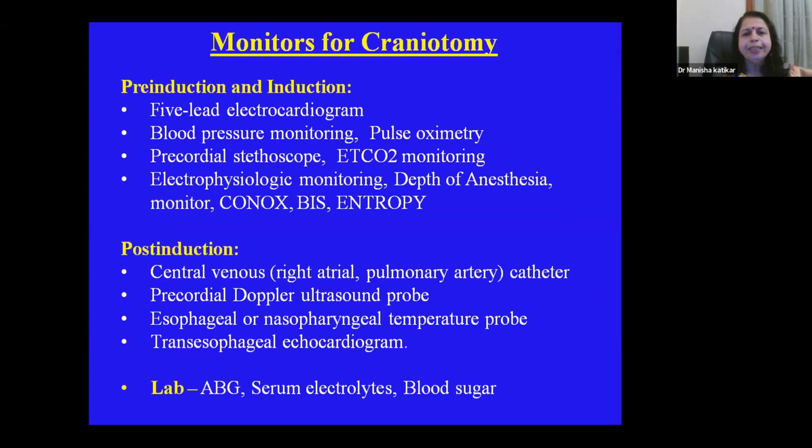So the monitoring: the basic monitoring, the depth of anesthesia monitors. Post-induction, you may put a CVP line depending upon the situation. The precordial Doppler ultrasound probe, or if you have transesophageal echocardiography, that can also be used. Another important monitoring which I would like to stress in a neurosurgical patient is a temperature probe. Every monitor has temperature monitoring, so I will always stress that please go ahead with temperature monitoring in all these patients. And if the surgery is delayed for some time, or if there is extensive neurosurgery, you need to monitor ABG, serum electrolytes and blood sugar intraoperatively.